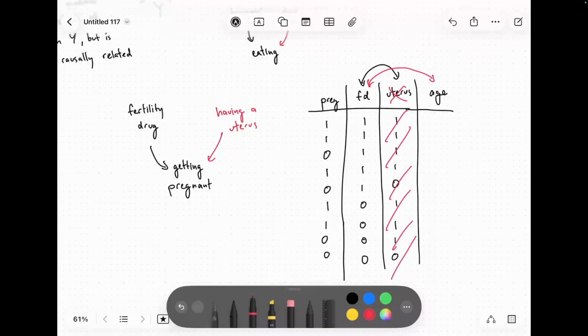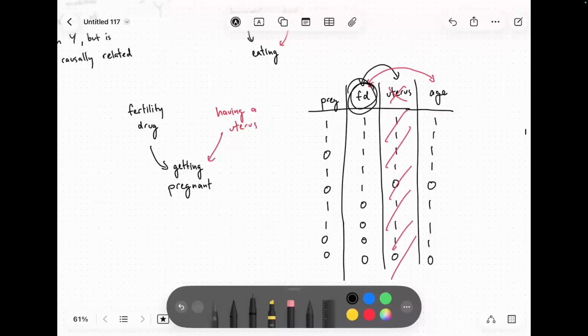If I were to just say 1 being of an age that you can get pregnant, and 0 being an age you can't get pregnant, you could do the same type of thing, and it would look similar. And including this is essentially modifying the behavior of your fertility drug. Does that make sense to everyone?